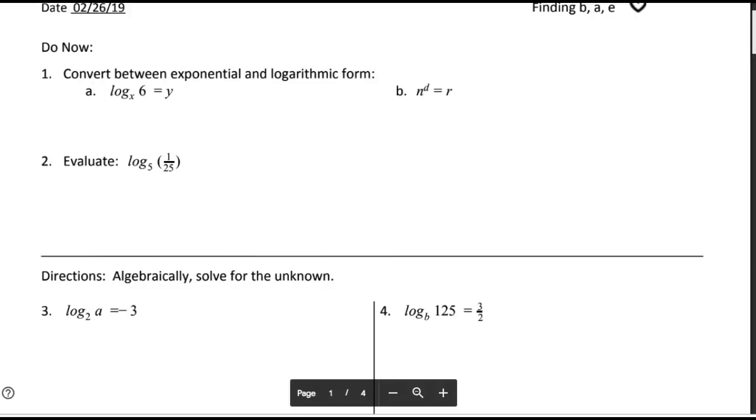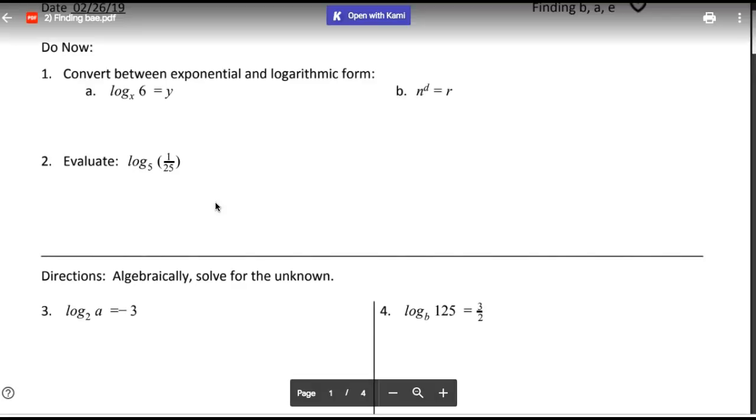Okay guys, so today we're going to be using what we did Monday in class. So remember, we were converting between exponential and logarithmic form, and we're going to be solving this time for a missing variable. So at this point, you should be okay to do the do now. So you can take a second and try the do now if you haven't tried it.